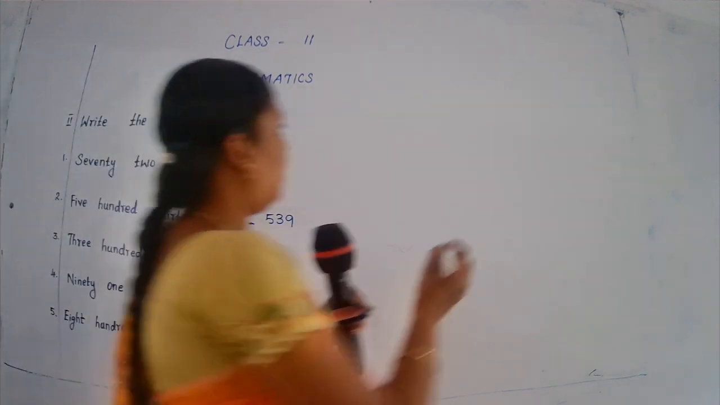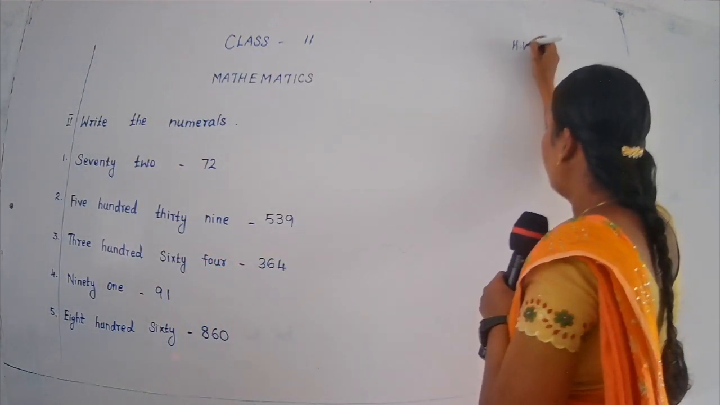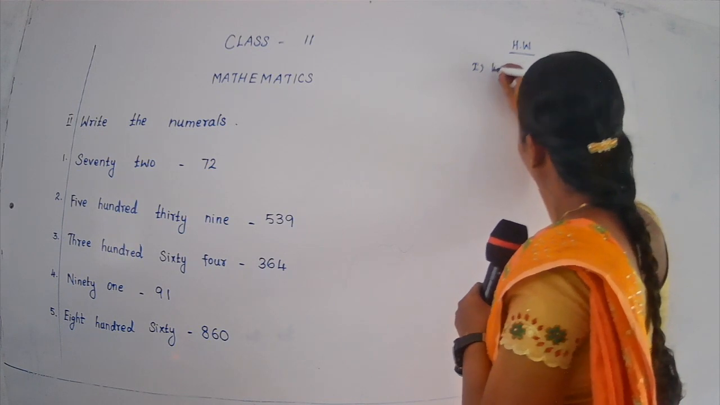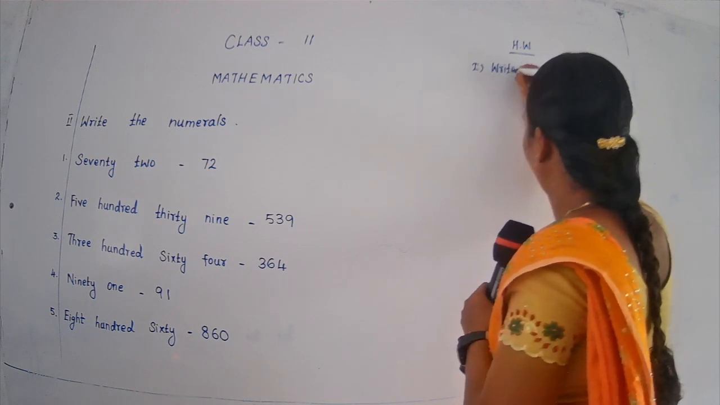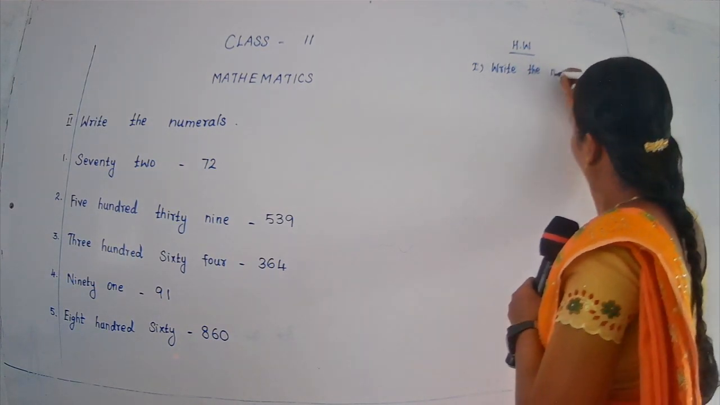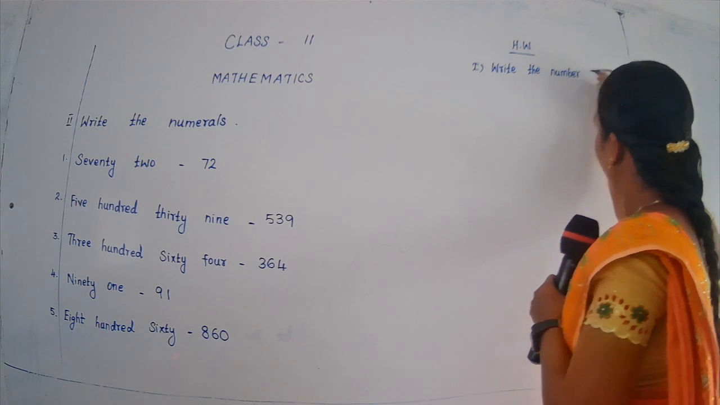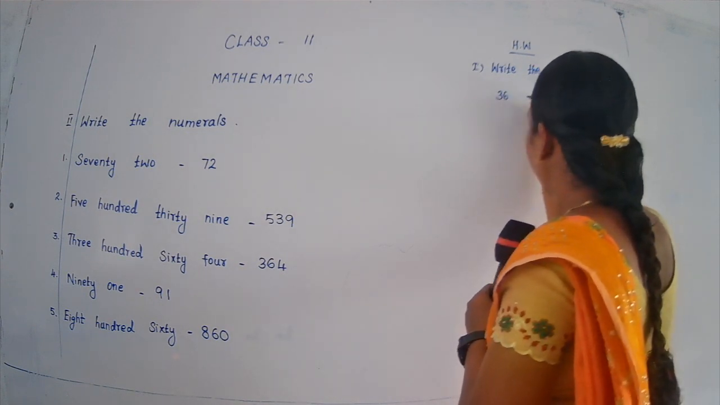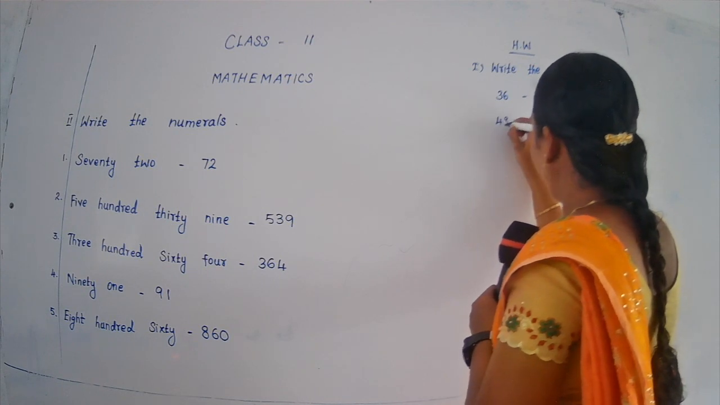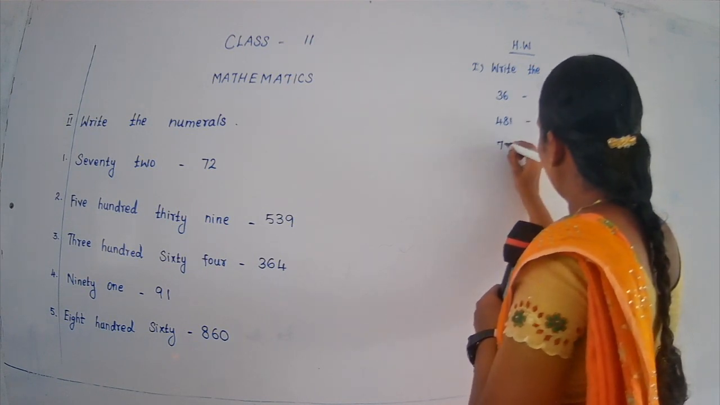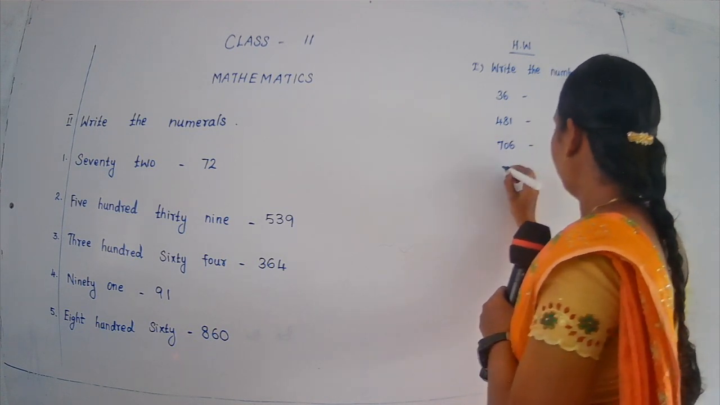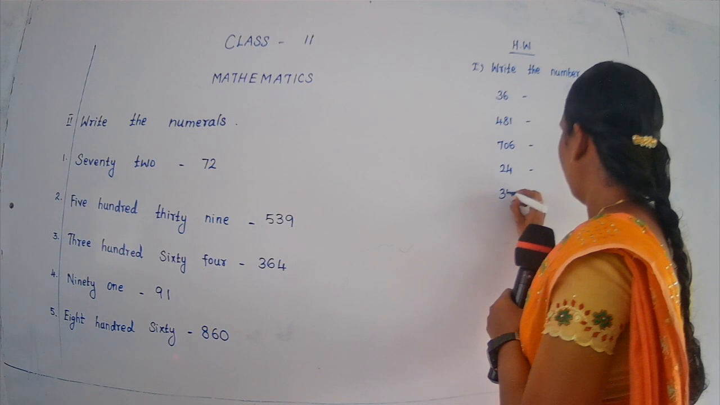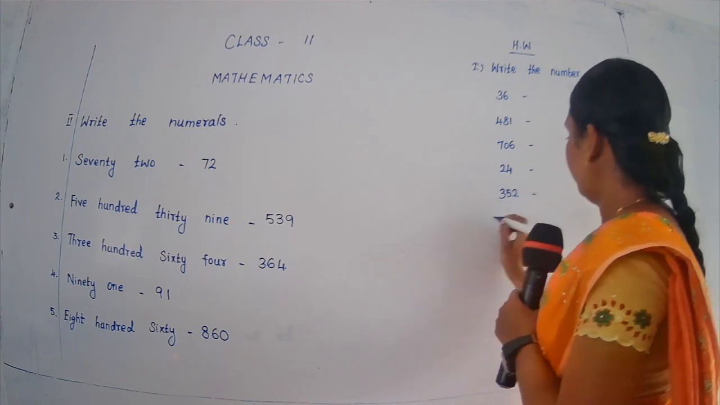Next, take a new page and write, okay? This one is today's homework. Beside it, you should write today's day and date. Write the number names. 36, 481, 706, 24, 352.